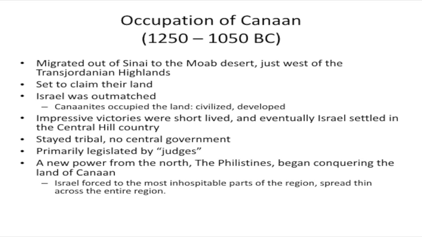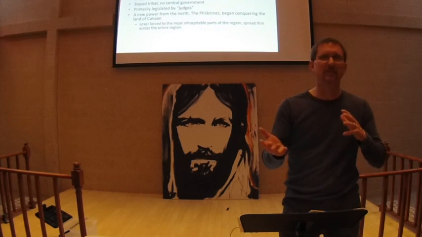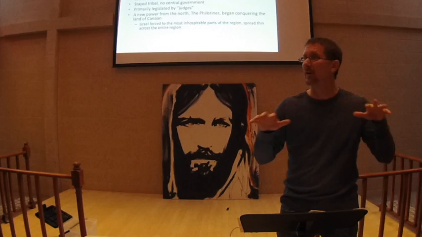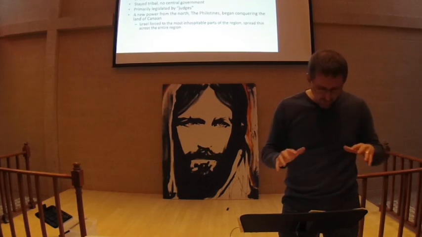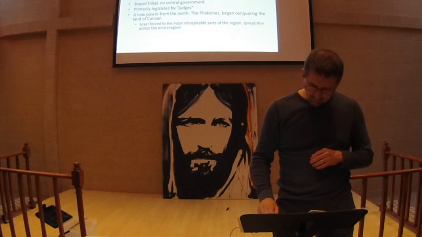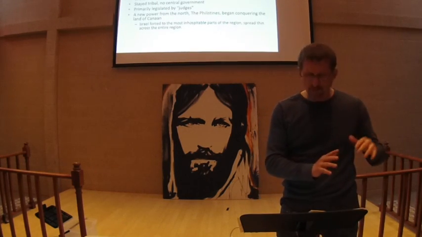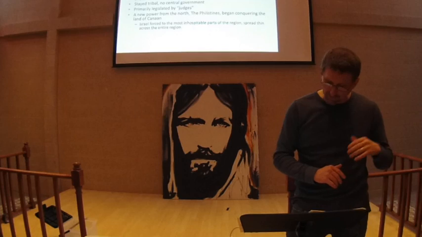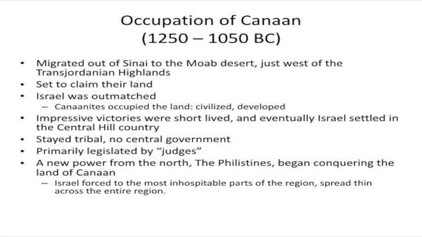Again, Moses dies, Joshua leads. And they do have some impressive victories, but even those were kind of fleeting. They would have some ups and downs. This was a very tumultuous period for them. And again, they're still kind of tribal. They don't have a central government. They're led and legislated by judges at this point after Joshua. So you have Moses and then Joshua, and then you have these judges.